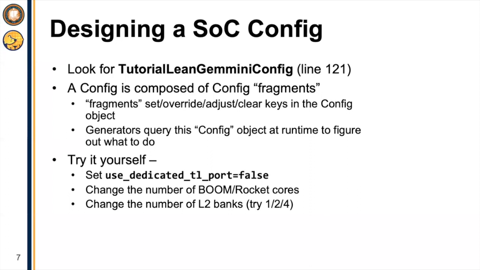For now, what we want to do is mess around a little bit with that config. There are a couple of things you should change, just to demonstrate how you would configure some accelerator or the number of cores. Within the lean Gemini config, there is a flag for use dedicated TL port. You could set that to false. You can change the number of Boom and Rocket cores. I believe the comments in that file recommend that you keep the total number of cores less than 8, mostly because if you set it too high, it will take a long time to simulate the next few steps. You can also change the number of L2 banks in the system. I forget what the default is, it might be 4, but you can try 1 bank, 2 banks, 4 banks. I also suggest keeping this number less than or equal to 4, because for now we want a simpler design that just works instead of a more complex one that's going to take longer to simulate.